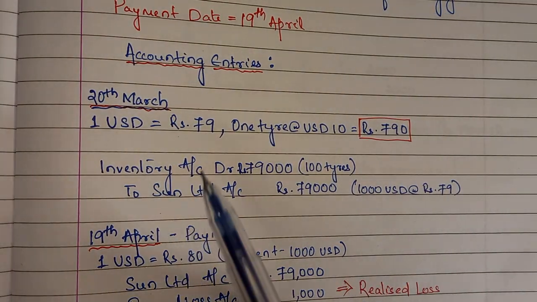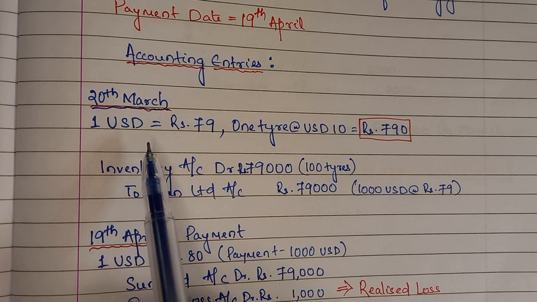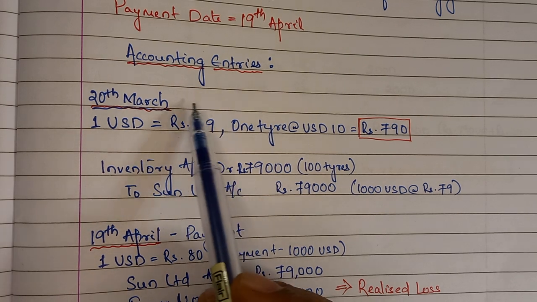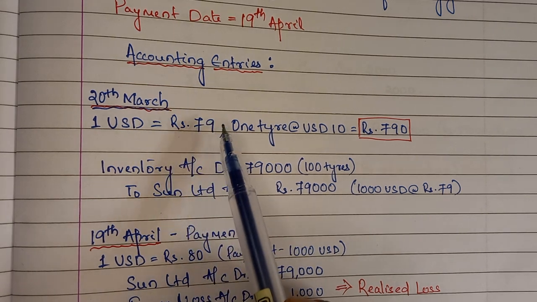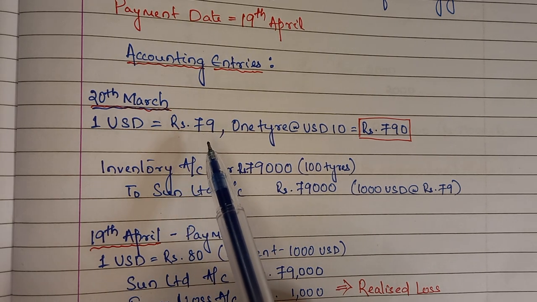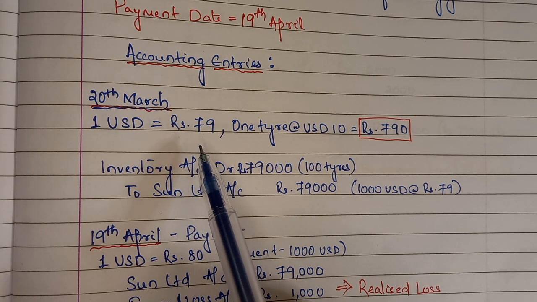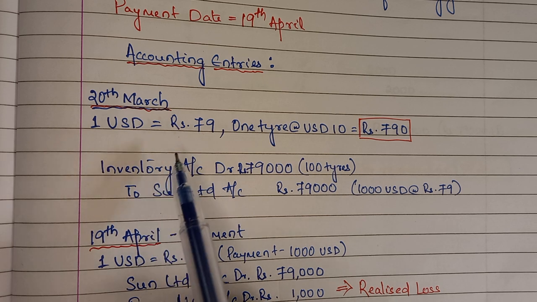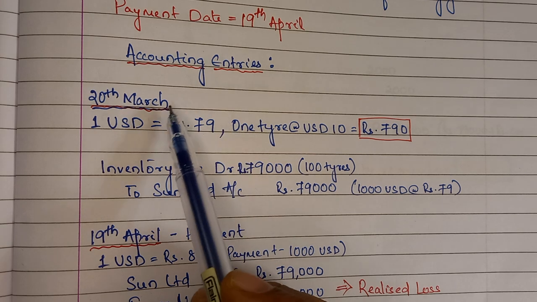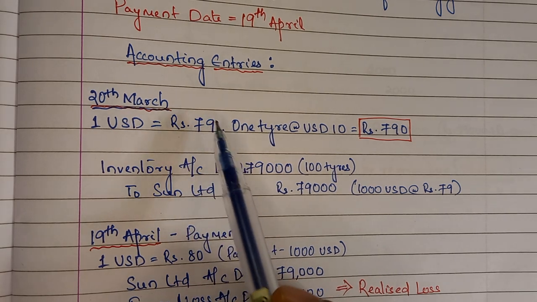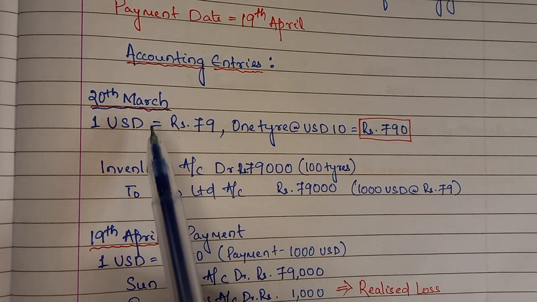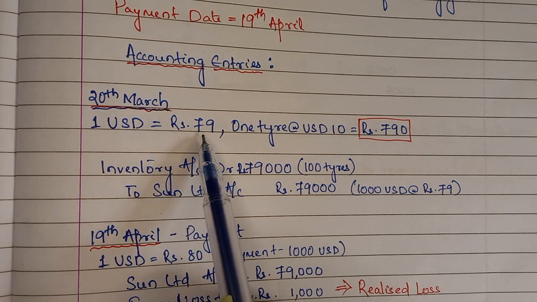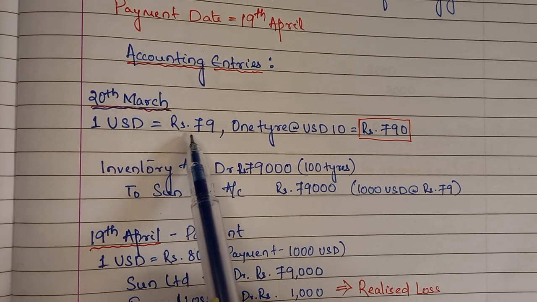Before that, we need to understand that the day the invoice is processed, the exchange rate will be taken for that day. Generally, every company will be maintaining the exchange rate. A few companies link it to a specific bank, a few companies maintain the rate as per customs. But in practical sense, it depends on the company; they maintain their own exchange rates. So for example, here on 20th of March, 1 USD equals 79 rupees.